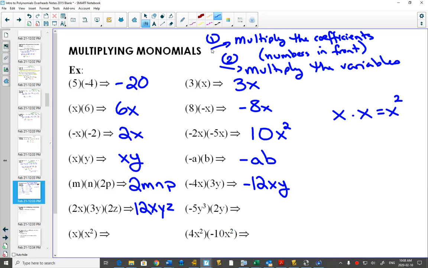Okay? Mental math first. You got an answer in your head? Did you get, for multiplying the numbers, -10? And you'll find that this is going to really help you as well.